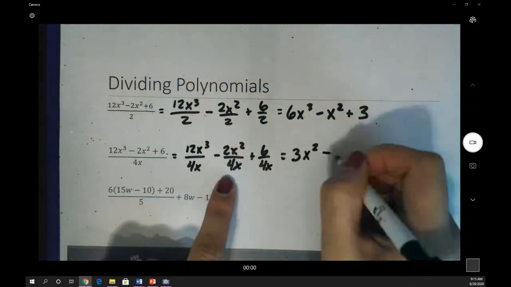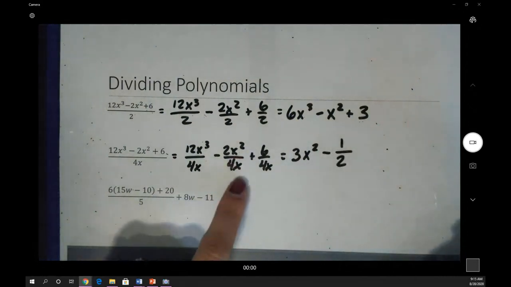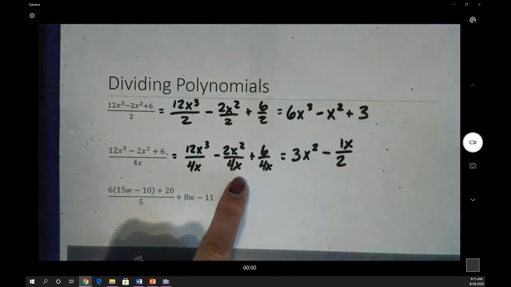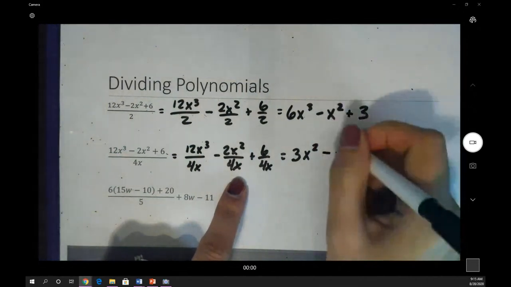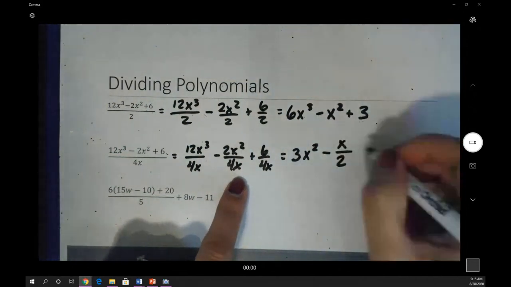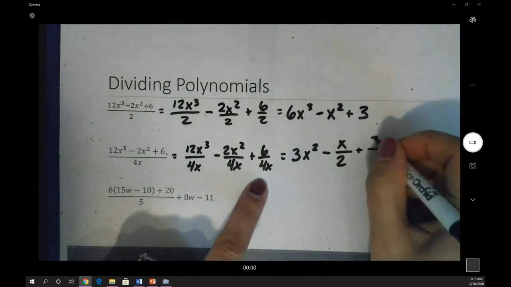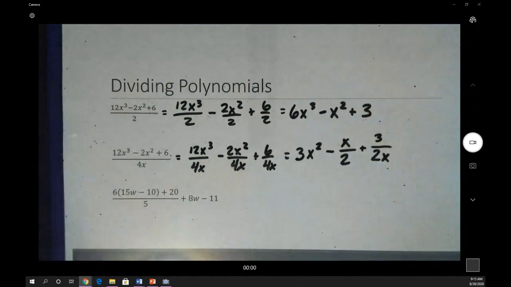minus 2 over 4 reduces to 1/2, and then x squared over x. One factor of x divides out, but we still have 1 in the numerator. So if we have 1x over 2, that's okay, but if you prefer, you can just write it as x over 2. Plus 6 over 4 reduces to 3 over 2, and then we have an x in the denominator. There are no x's to divide it out with this time.